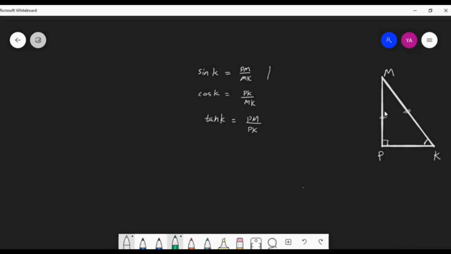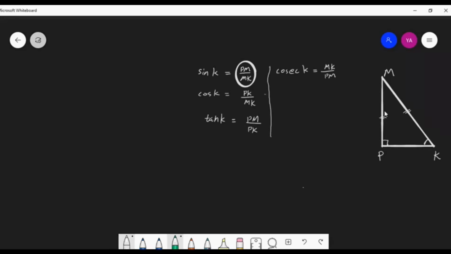Okay, then 3 more ratios are there. What's the next one? The reciprocal of sine K. What was the reciprocal of sine? Cosecant. Yes, cosecant. In short we can write cosec. Cosec K is equal to, what will come? MK by PM. Just take the reciprocal of this. So MK will come in the numerator, that is hypotenuse divided by opposite side.